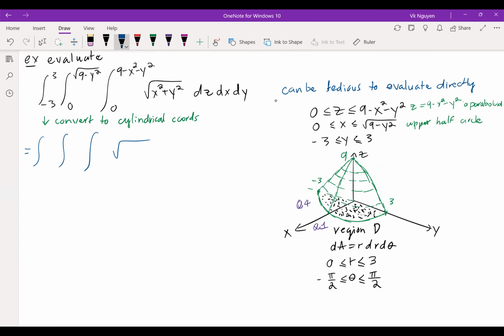dz dx dy becomes r dz dr d theta. So we know that the radius r goes from 0 to 3. The angle theta goes from negative pi over 2 to pi over 2. x squared plus y squared is r squared, right? And so this is 9 minus r squared.